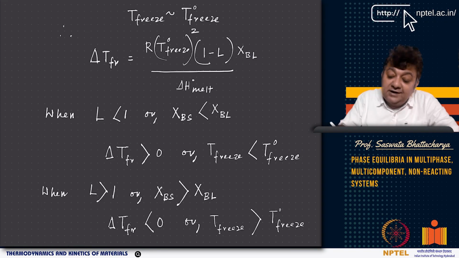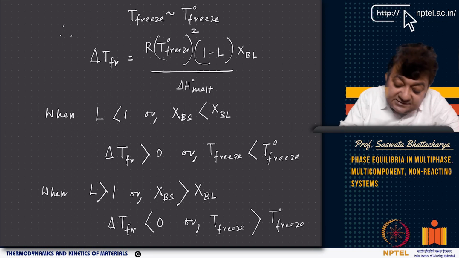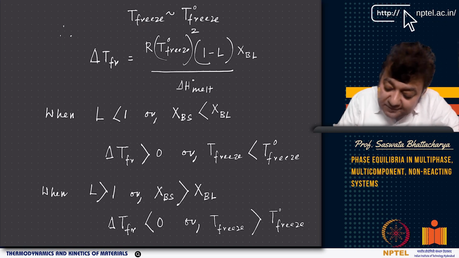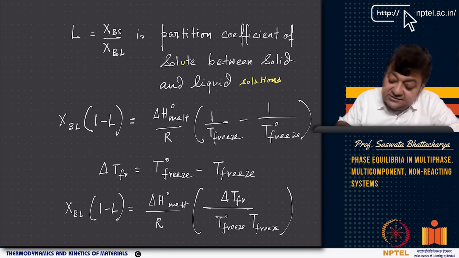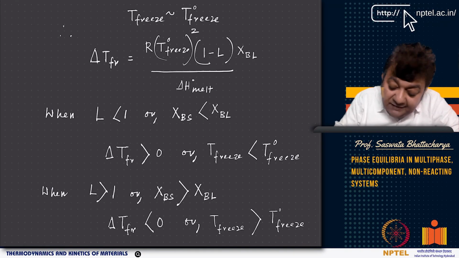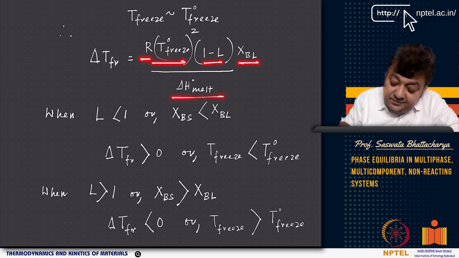Now you are saying that T0 freeze and T freeze are very close. If they are pretty close, then we can approximate the product of T freeze and T0 freeze as T0 freeze squared. So you have T0 freeze squared, you have R, and you have (1 minus L) XBL by delta H0 melt.